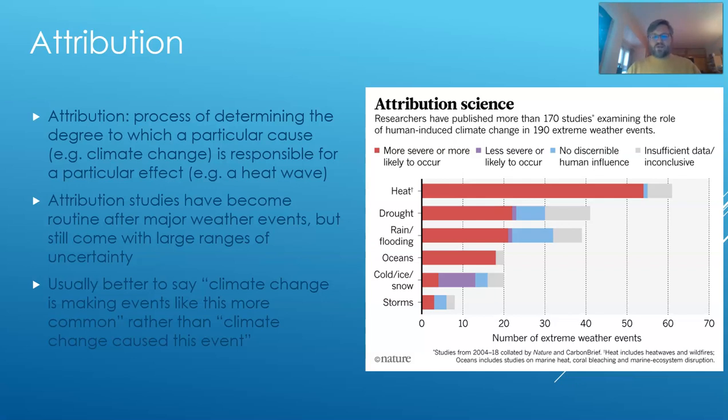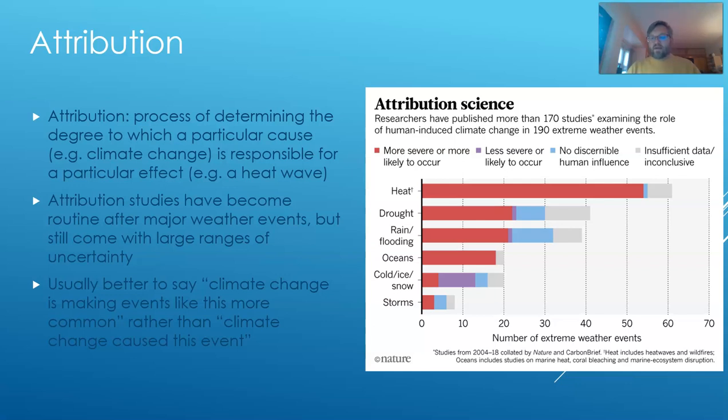There's been a huge growth in attribution studies over the last couple decades. So it's now routine after any sort of outstanding weather event, any really noticeably big hurricane or drought or other sort of storm or whatever might happen, somebody's going to do an attribution study to try to see if climate change can be blamed for this event.